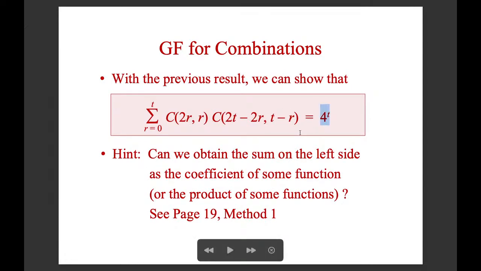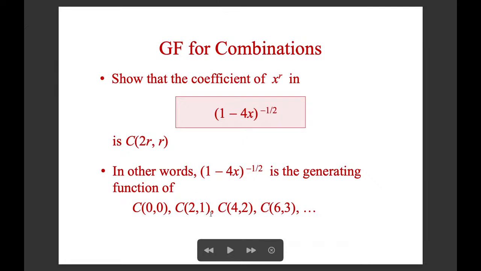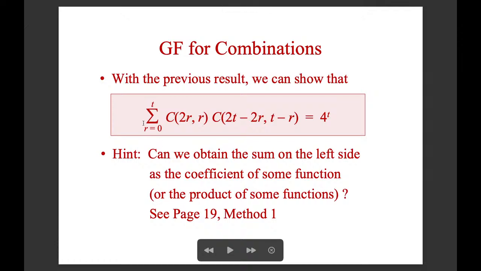On the other hand, if we look at the right-hand side, this one is equal to C(0,0) plus C(2,1)x plus C(4,2)x squared plus C(6,3)x cubed, and so on and so forth. When you multiply this by itself, the coefficient of the x to the power t term will be something on the left-hand side. This is the coefficient of the x to the power t term.